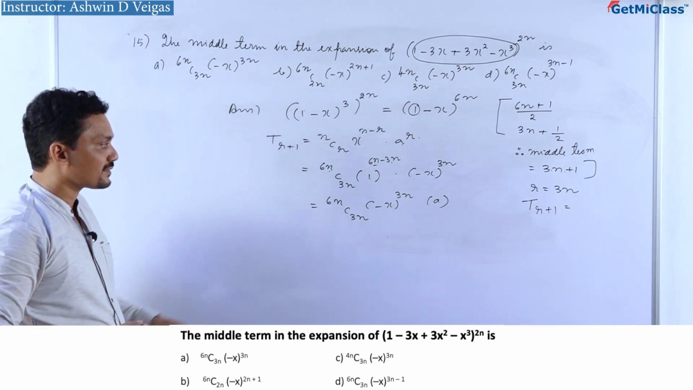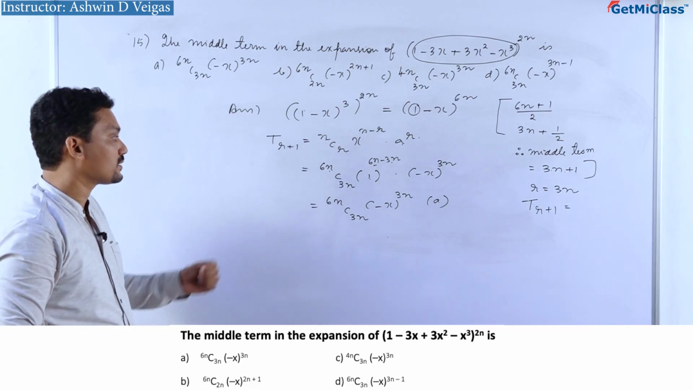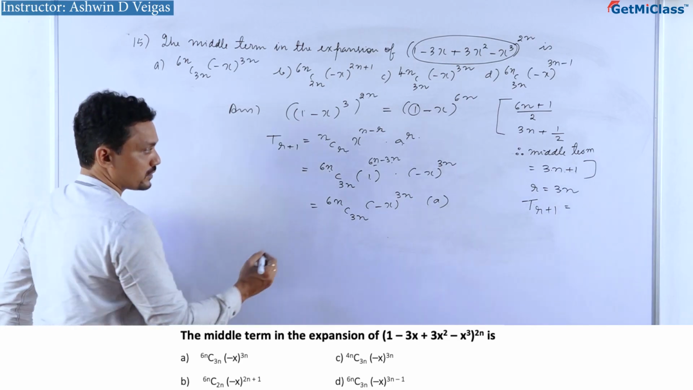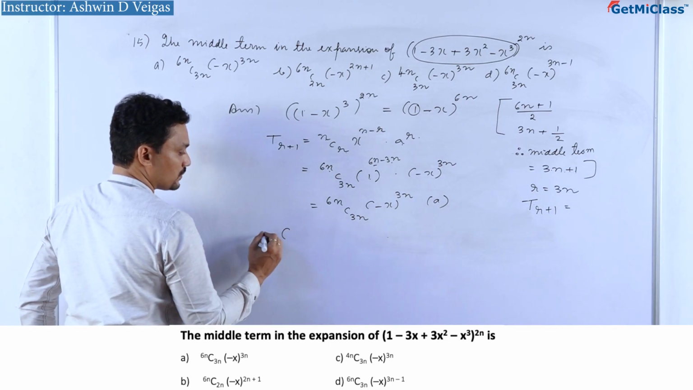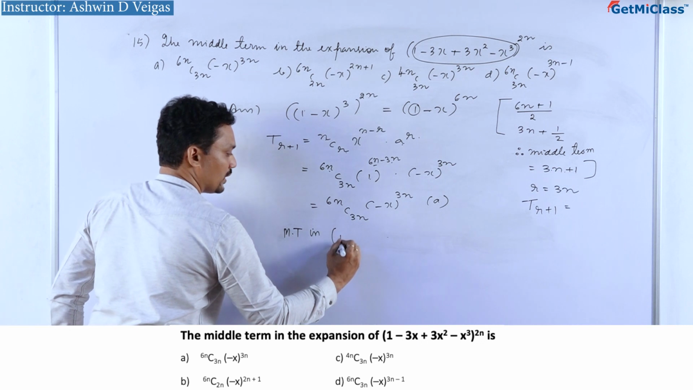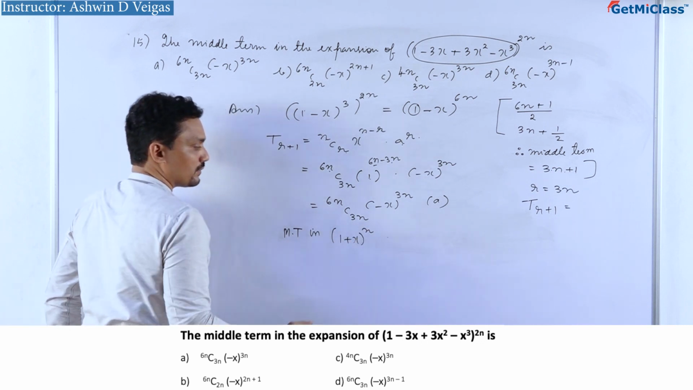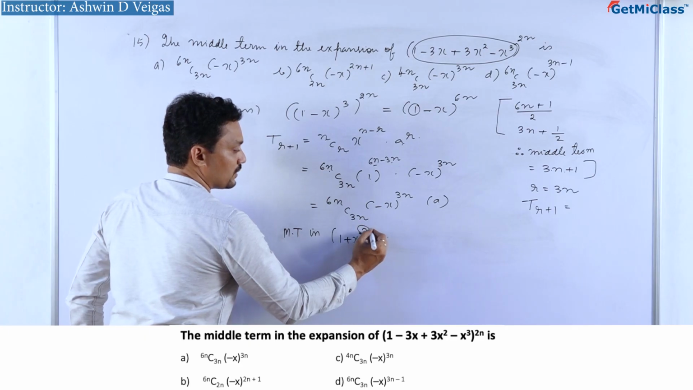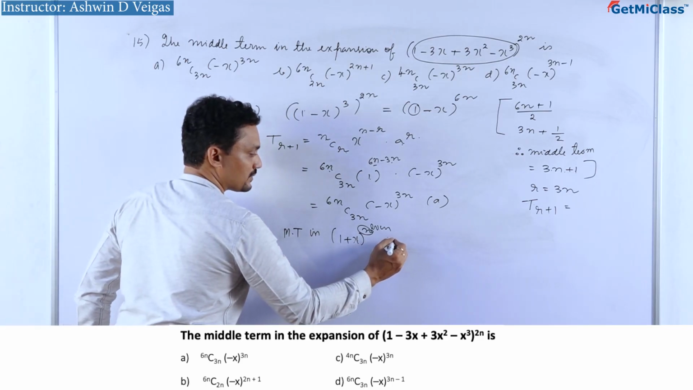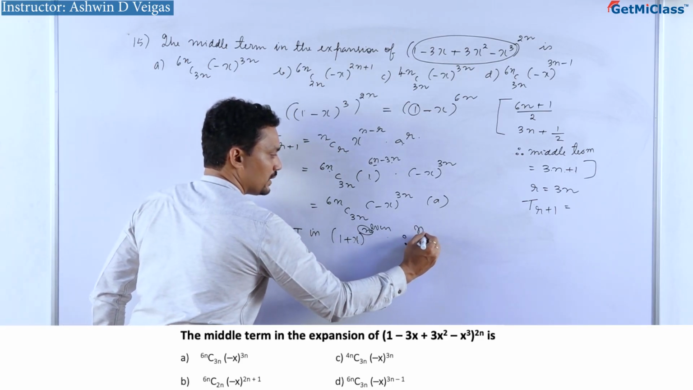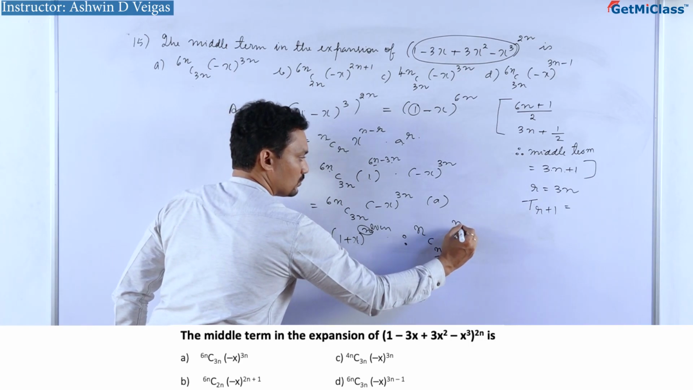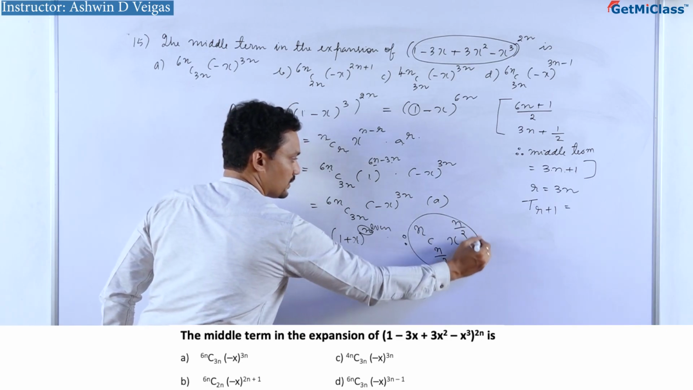Nevertheless, you can remember this as a shortcut. If you remember this, you could have done this problem in just 2 seconds. Sometimes method is important, sometimes shortcut also is important. So, the middle term, I will write MT: the middle term in (1 + x) power n, and very important, n should be even. When (1 + x) power even comes, the middle term is given very simply by nC(n/2) x^(n/2). This is how you can write the middle term.